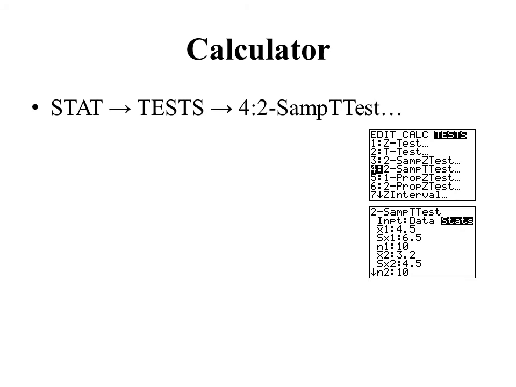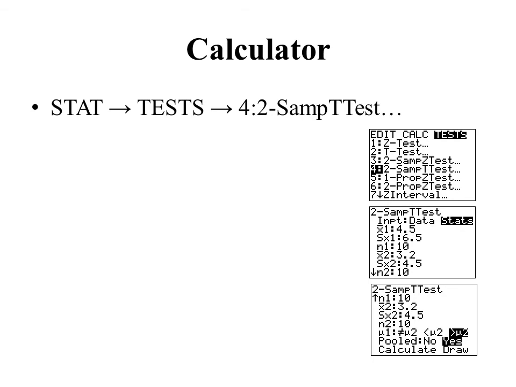So we're going to choose this second option, stats, and then we're going to enter our first sample mean, standard deviation, sample size, second mean, second standard deviation, second sample size, and then notice the down arrow there means there's more to input. So if we scroll down, we see that the next thing that we need to input is the form of our alternative hypothesis.